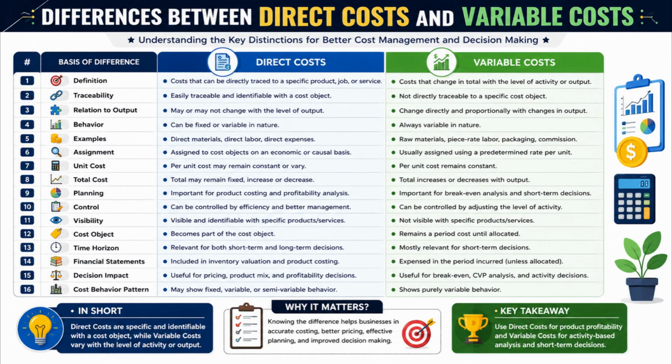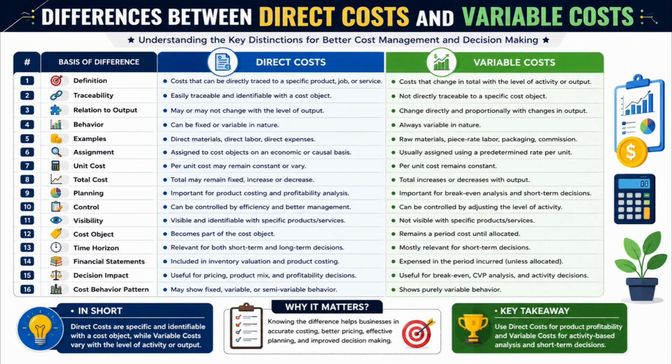with activity. Number 10. Direct costs are assigned directly to units produced, whereas variable costs increase or decrease depending on sales or production quantity. Number 11. Direct costs are important for pricing decisions, whereas variable costs are important for break-even analysis.